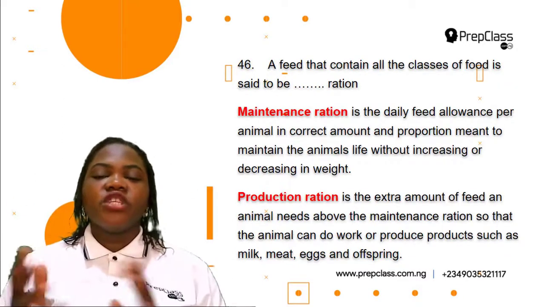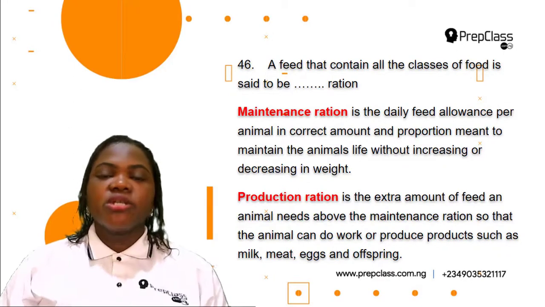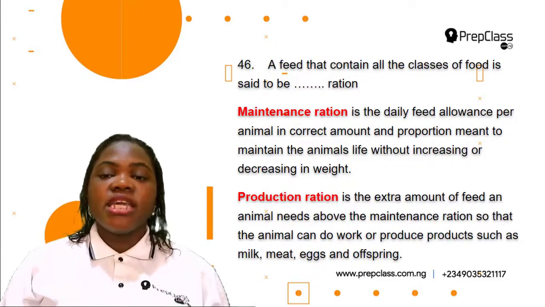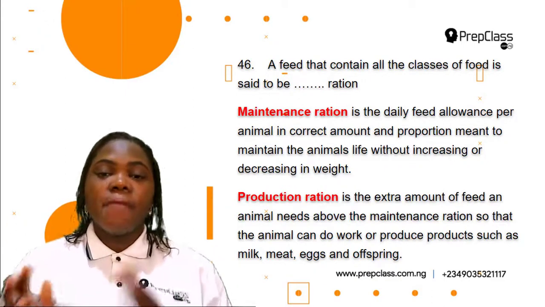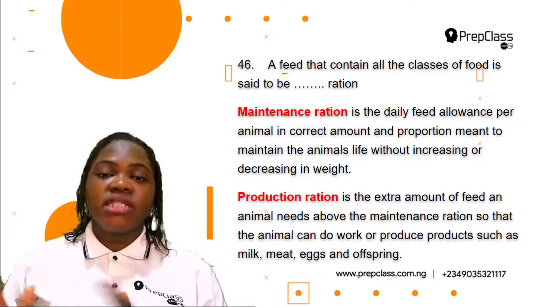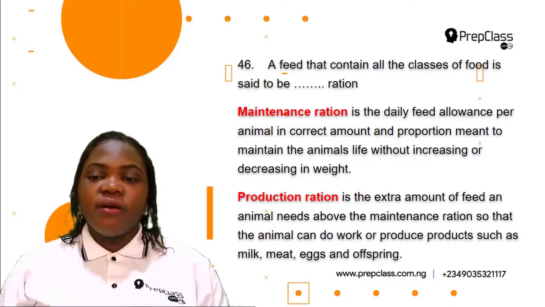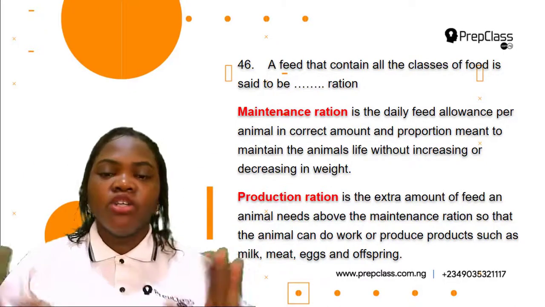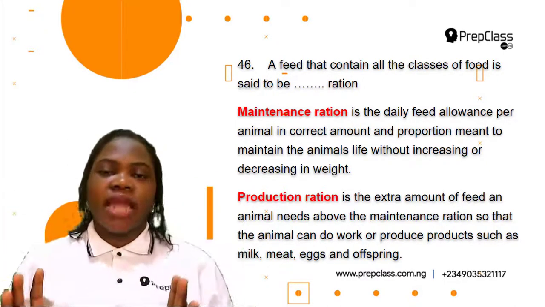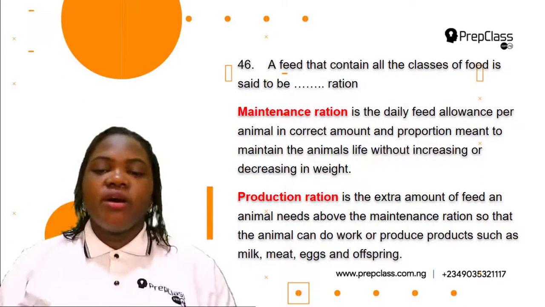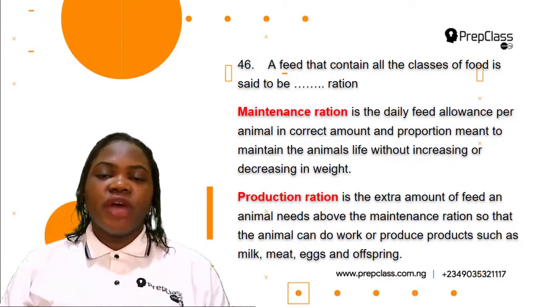Okay, so the first one is maintenance ration. So maintenance ration is the daily feed allowance per animal in correct amount and proportion meant to maintain the animal's life without increasing or decreasing in weight. Okay, so this is the feed that is given to an animal just to maintain the animal's life. The animal does not increase or decrease in weight.